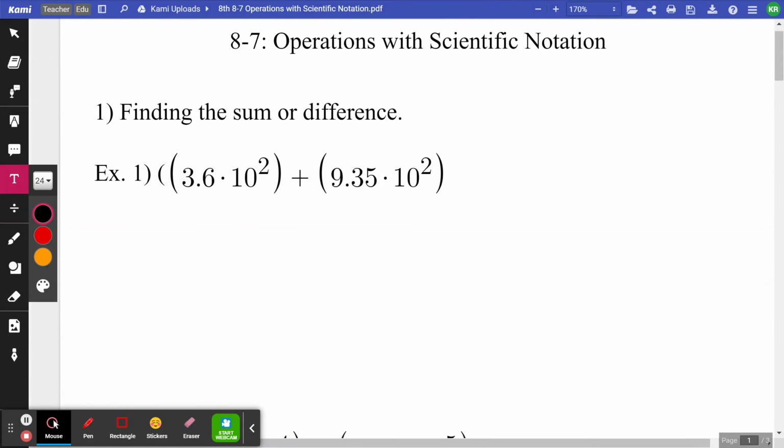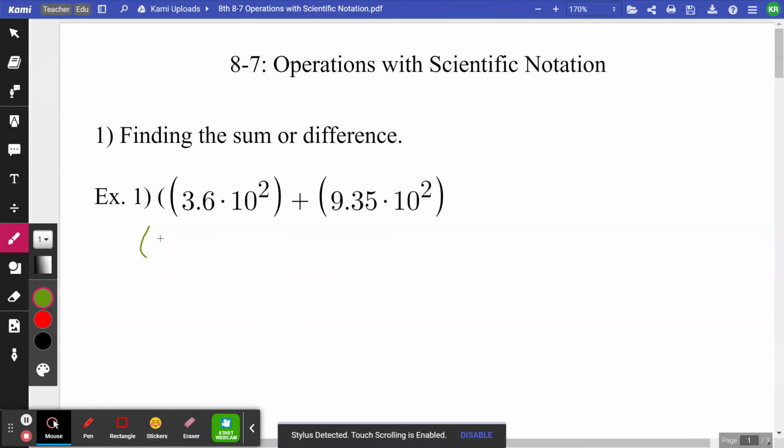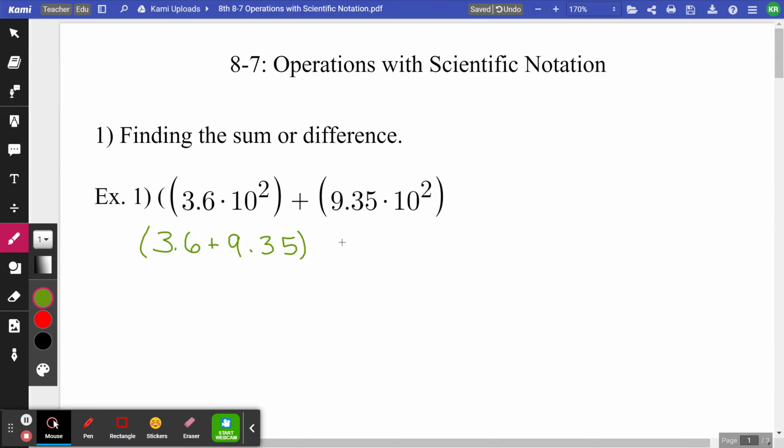Basically we're reversing the distributive property. We are going to do the quantity of 3 6/10 plus 9 35/100, all right, times 10 to the second power. And that's using the distributive property, all right? So then we're going to go ahead and add that.